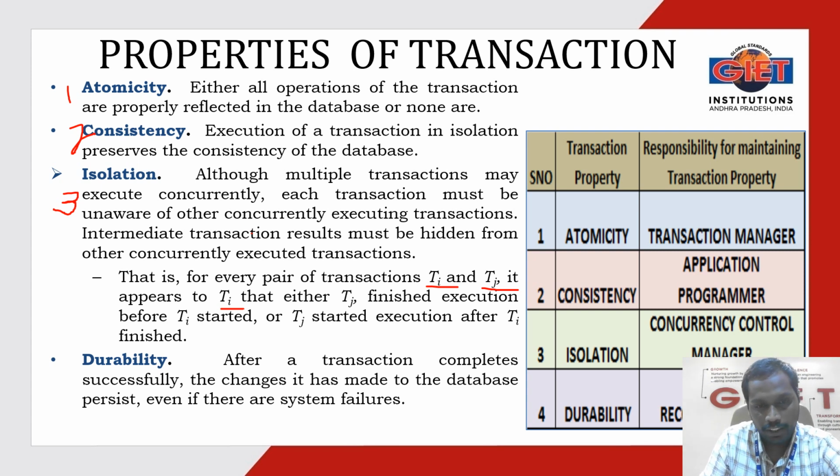And finally, durability. If the transaction completes successfully, then the changes have to be permanent in the database. That is why we call it database persistence. Even if the system crashes, or there is an internet problem, hardware problem, or software problem, whatever problems come in the near future, this durability property will make the entire transaction permanently stored. Generally, the commit operation helps in this durability property.